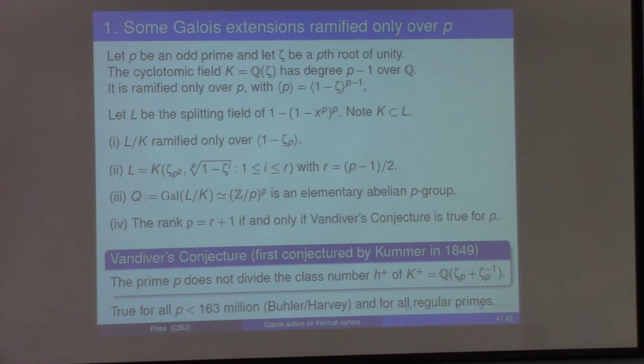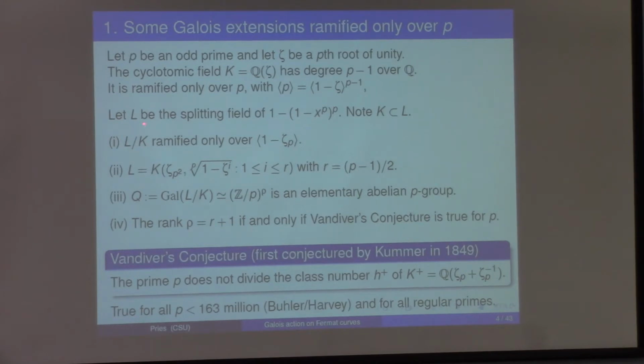Okay, let me start by telling you about some Galois extensions of number fields that are ramified only over one prime. The prime p is going to be an odd prime, and we're going to take zeta to be a pth root of unity, and we'll look at the cyclotomic field K. This is a field of degree p minus 1 over Q, and it's a Galois extension of Q with group the units in Z mod p. It's ramified only over the prime p, and p factors as (1 minus zeta) to the p minus 1.